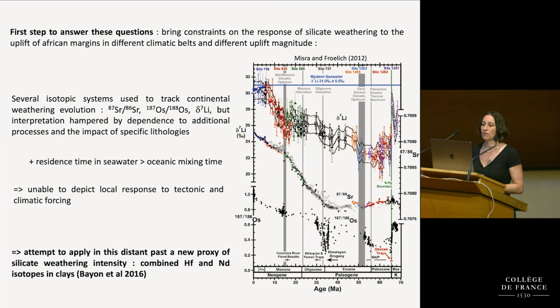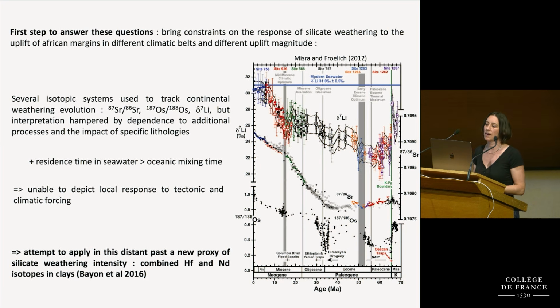So the first step to answer these different questions is to bring constraints on the response of silicate weathering to the uplift of this African margin, and so it is to find a tracer that would allow us to track this response of silicate weathering, but at the local scale. As I said before, several isotopic systems have been used already to track continental weathering evolution, but their interpretation is hampered by the dependence on additional processes like the composition of the eroded crust or specific lithologies, and also the residence time in seawater of these elements is greater than the oceanic mixing time.